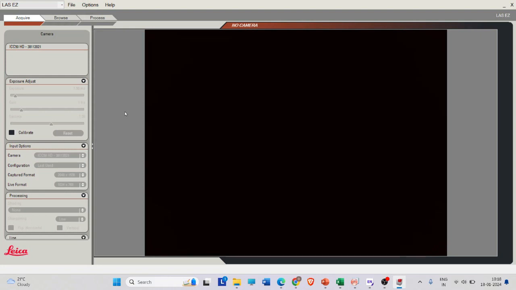To move this sample, we have this sample stage. We can move this sample stage in three coordinates: x, then y, and for the z movement we have this bigger knob, for the coarse adjustment, and this small knob is for the fine adjustment.